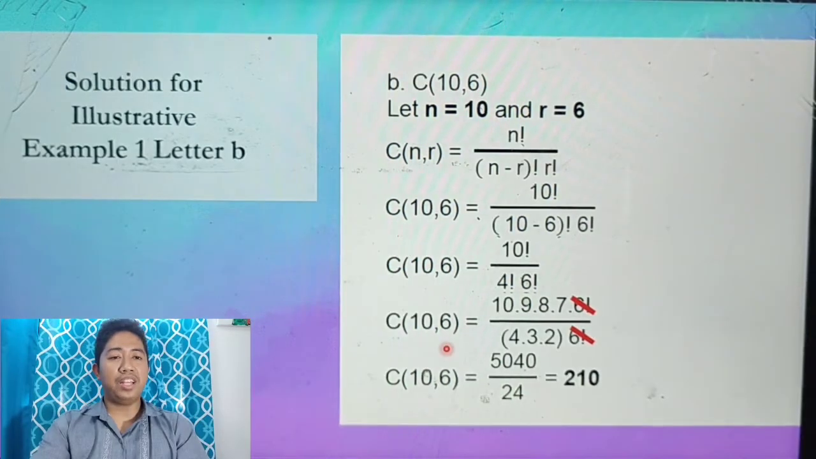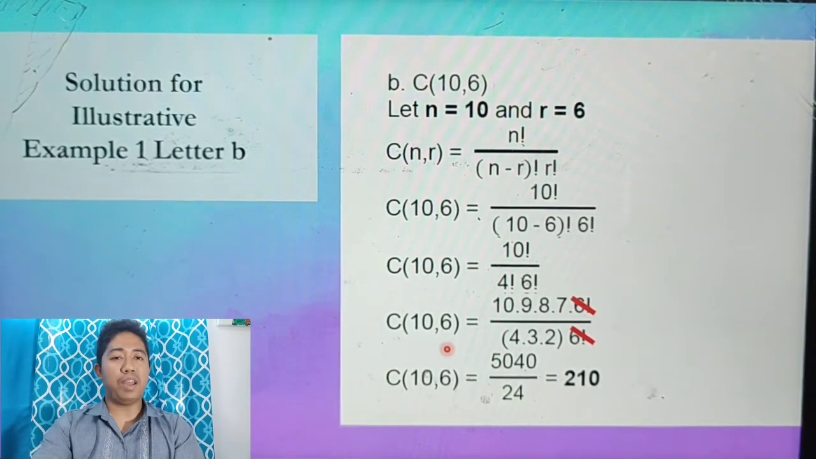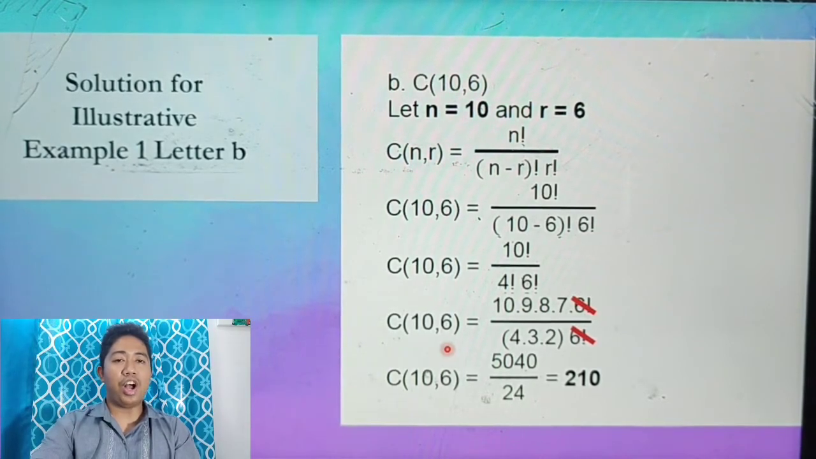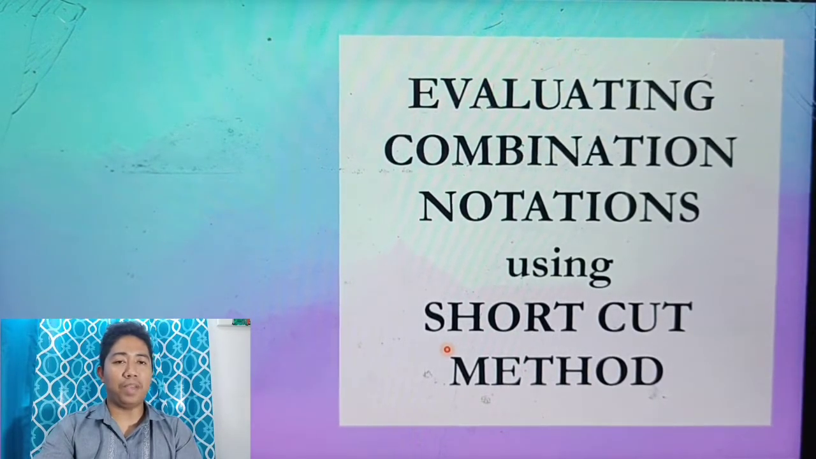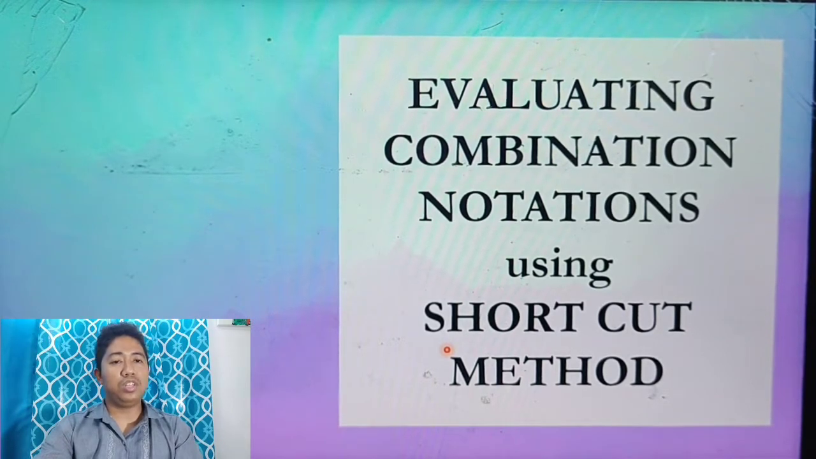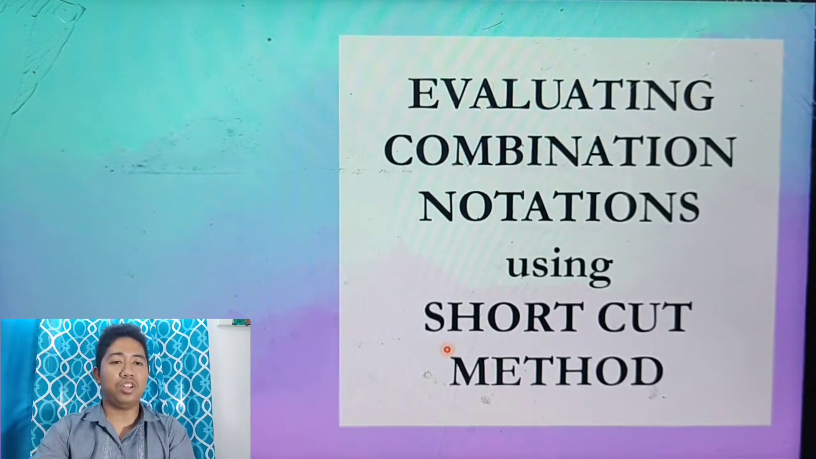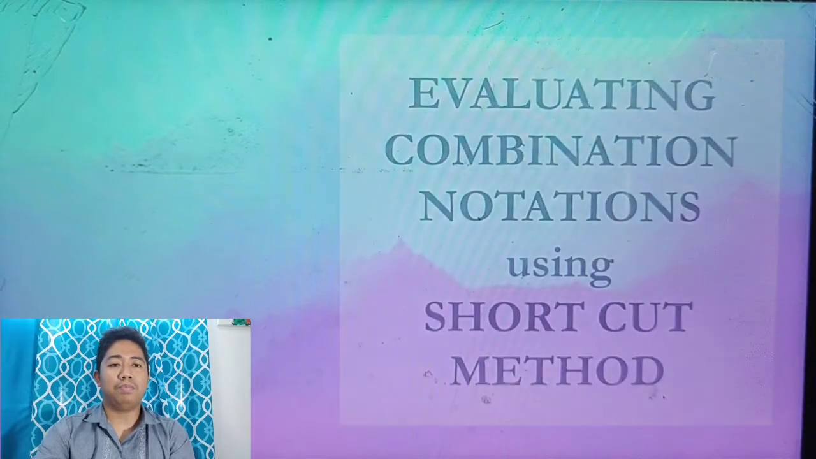So my dear friends, students, and viewers, now you know how we use the given formula in finding the number of combinations of n objects taken r objects. So today, you will use the shortcut method instead of using the given formula for combination. So today we'll be evaluating combination notations using the shortcut method.